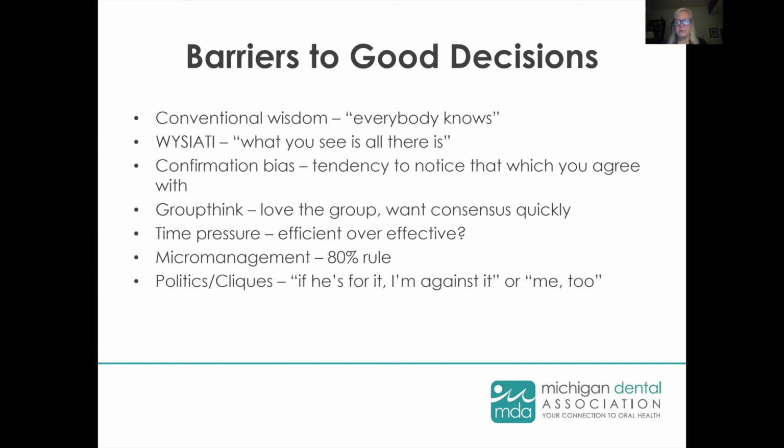I will share with you that I have not seen a lot of this at the Michigan Dental Association. Overall, I think our committees do a wonderful job and are very thoughtful in their discussions. But if you're aware of these kinds of things that can happen, it helps you guard against it.